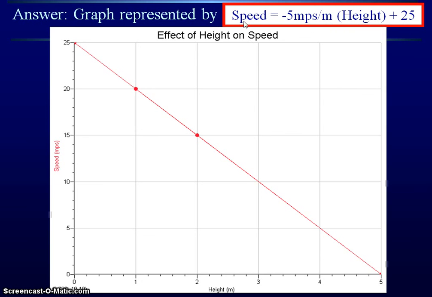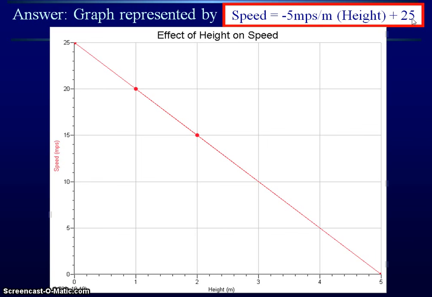Again, we're plugging in our values. I know what my y value is. It's the speed. Okay, so y equals mx plus b. There's my slope. You have to calculate the slope from what you have here. You've got enough information there, so you come up with a negative 5. Again, don't forget units on slope. It's your y over your x, so it's my MPS over my meters.